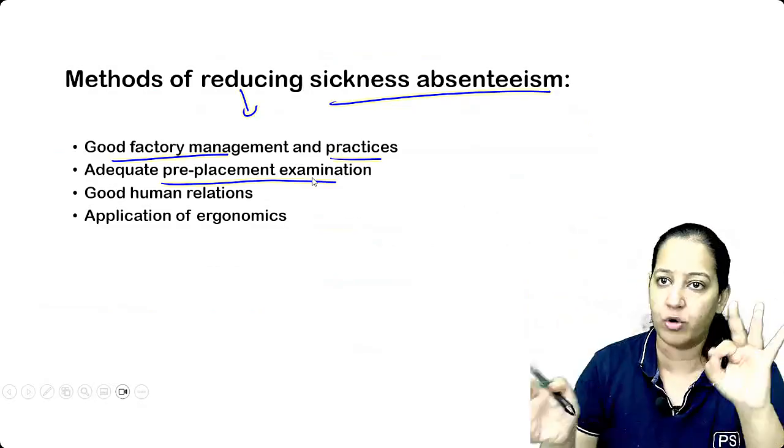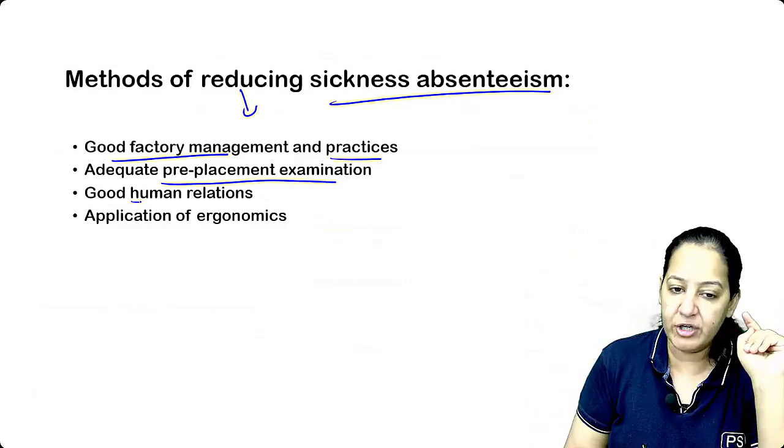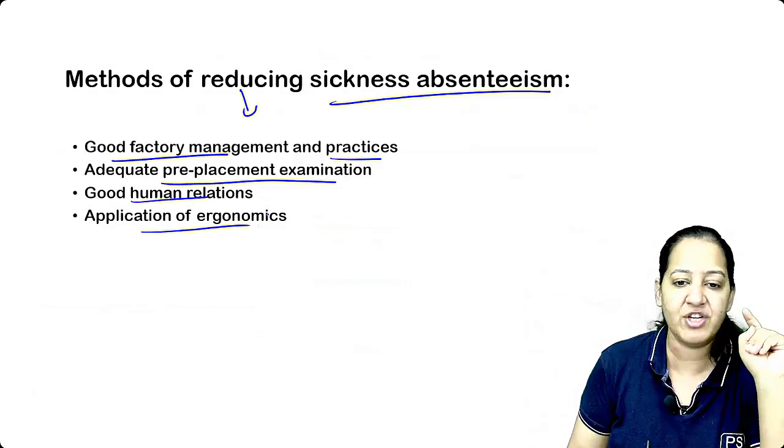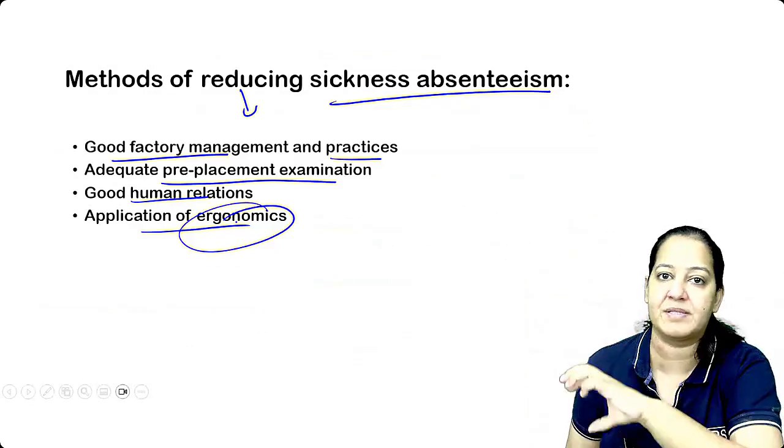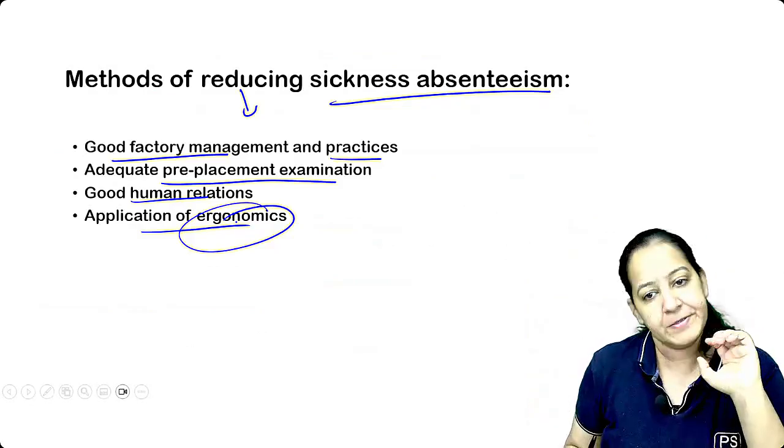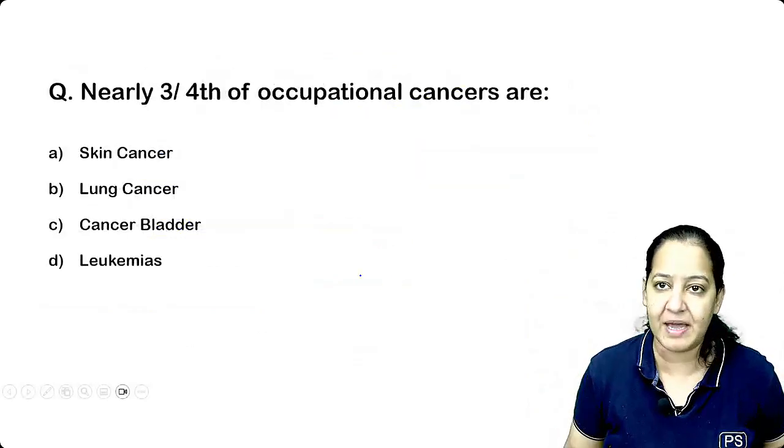Not good for him also, not good for you also. Okay. Good human relationship you have to maintain. Application of ergonomics? Why? Fitting the job to the person. Right job to the right person. So by these ways, the sickness absenteeism can be reduced.